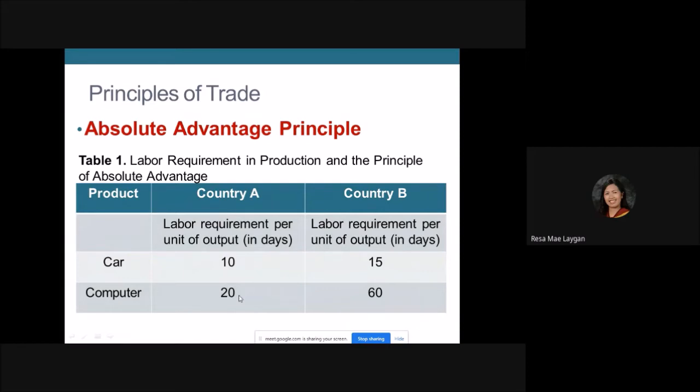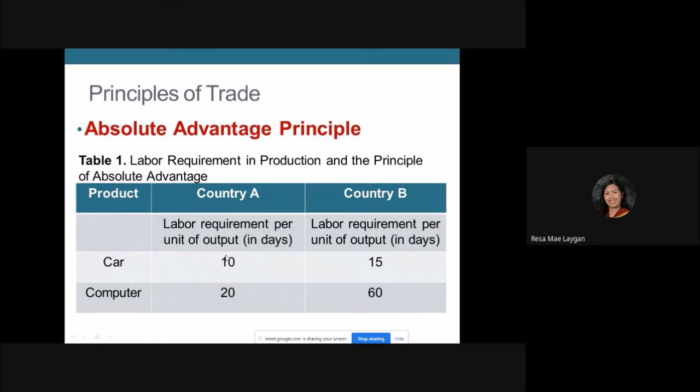Mas advantage si country A. So, if you compare, mas maraming labor ang kailangan ni country B. So, mas malaki yung cost na ma-incur ni country B. Therefore, mas mahal yung car at saka yung computer sa country B compared to country A. Kung ganyan yung mangyayari, country A will not be willing to trade with country B, given this data. Kasi mas makatipid naman si country A kung sa kaniyang country lang siya gagawa ng car at computer, di ba? Pero si country B, there is a possibility na mag-import siya ng car or computer from country A.